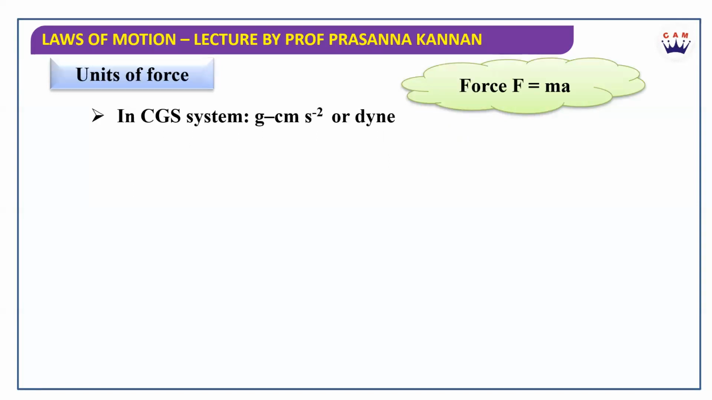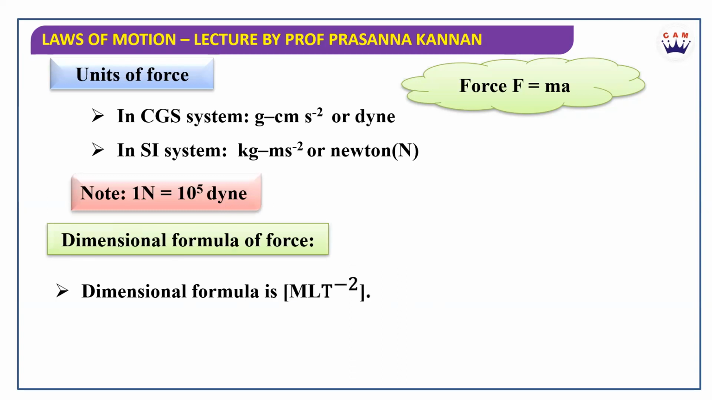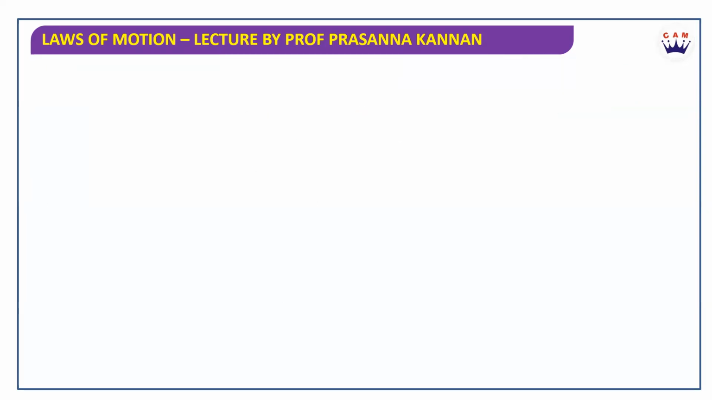Units of force we already saw. What is it? Newton or dyne. And you know the relationship also. Dimensional formula, you know, is M L T to the power minus 2. For momentum, what is the dimensional formula? M L T to the power minus 1.